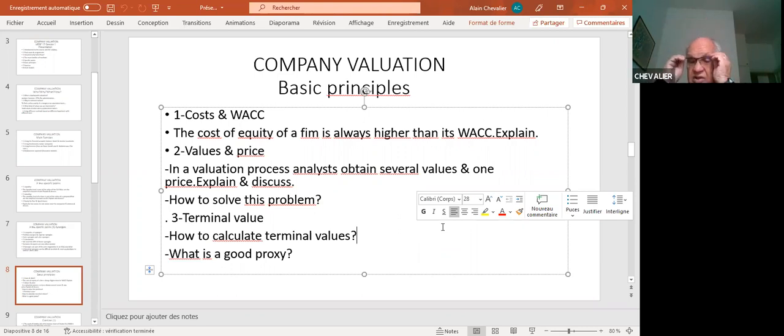So the question is really how to make a choice. How to make a choice. And the choice is not a question of formula or average or weighted average or arithmetic average. It depends on two elements. And this is particularly important when you have an IPO, when you have a privatization process, for example, or even for equity issues.